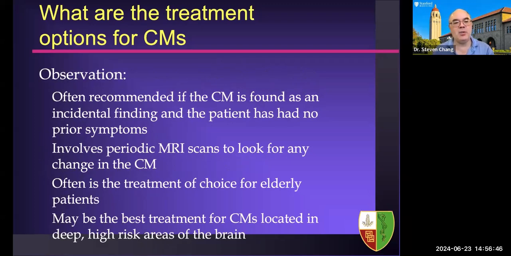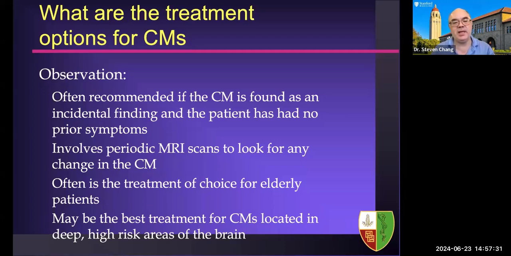The first option is what's called observation. Essentially, this is just monitoring the patient. So we're not recommending any surgery or any intervention for the cavernous malformation. This is often recommended if the cavernous malformation is found as an incidental finding. So, for example, if you have an MRI scan because you were in a car accident and the cavernous malformation was discovered and you didn't know anything about it and it wasn't bothering you and wasn't causing any symptoms, and particularly if it's small, we would just say, let's just keep an eye on it.